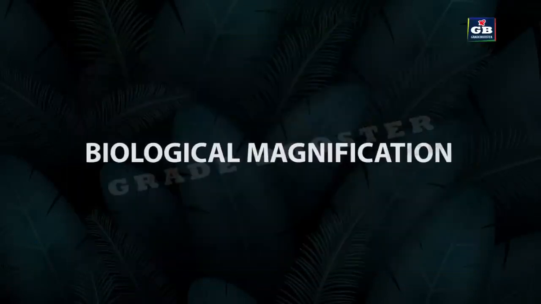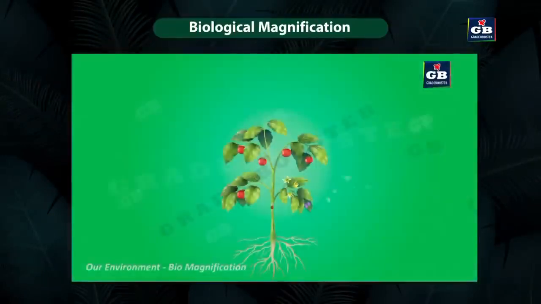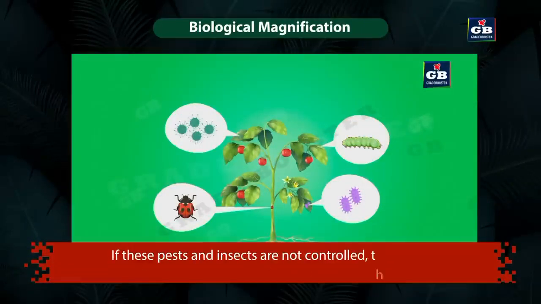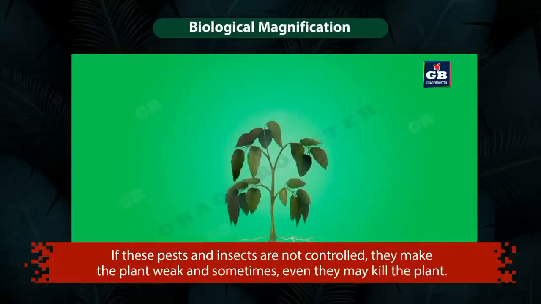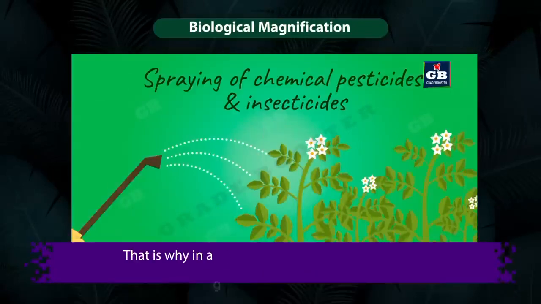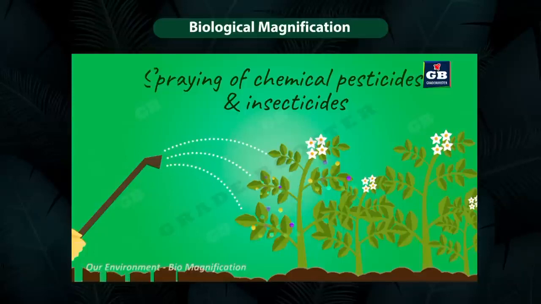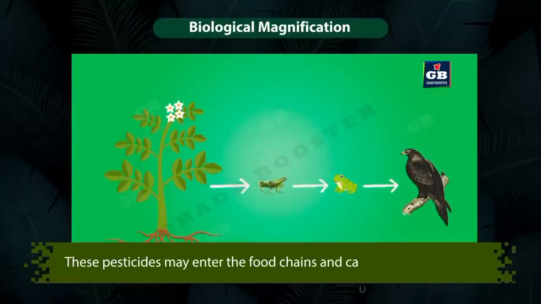Biological magnification. We all know that bacteria, viruses, and insects attack the plants quite often. If these pests and insects are not controlled, they make the plants weak and sometimes even they may kill the plant. That is why in agricultural fields, plants are sprayed with chemical pesticides and insecticides. These pesticides may enter the food chains and cause many problems.